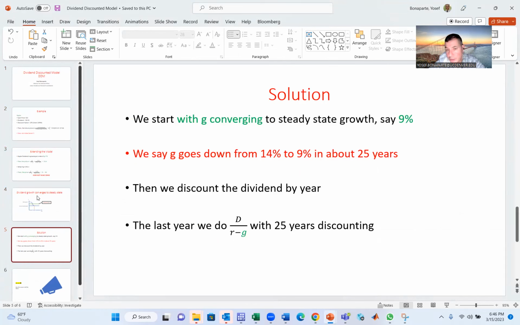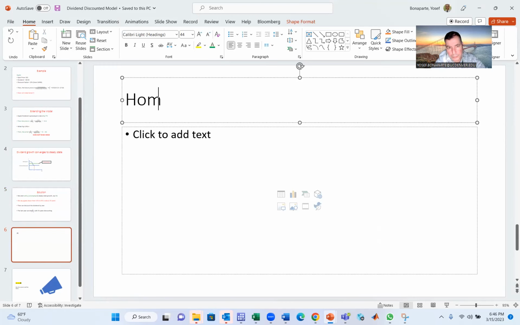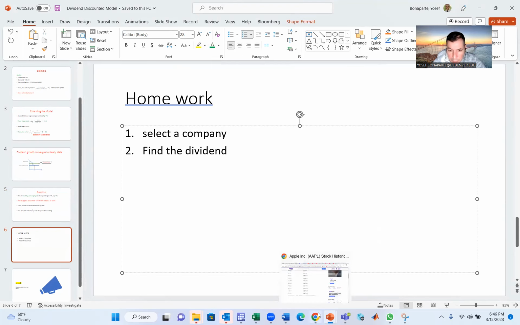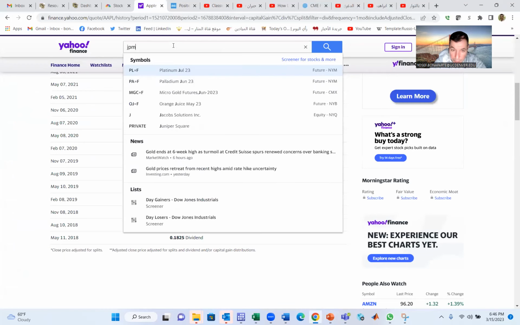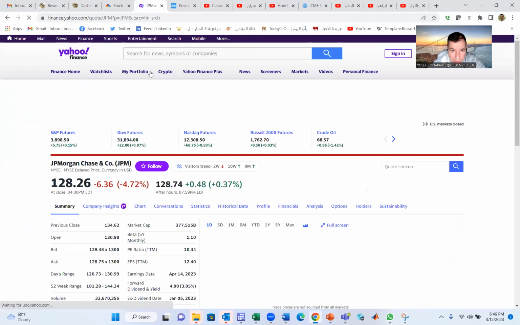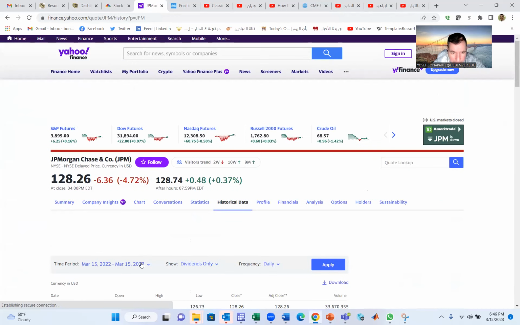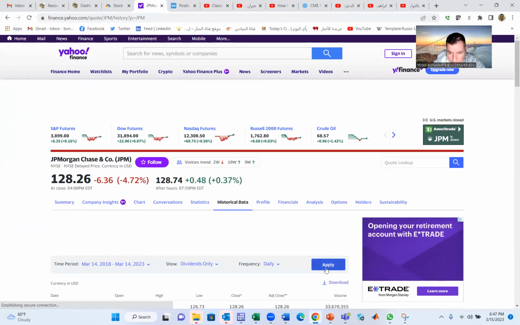What I want you to do, your homework is simply, let me do a slide here and write homework. Number 1, select a company. Number 2, find the dividend, like I did this with Apple. Go to another company like JP Morgan. Most of the banks give dividends. So go to JP Morgan, historical data. Select a company and then go, I want only dividend and 5 years and apply.